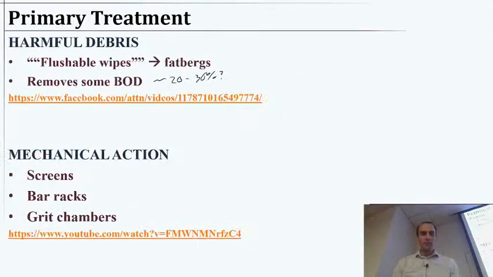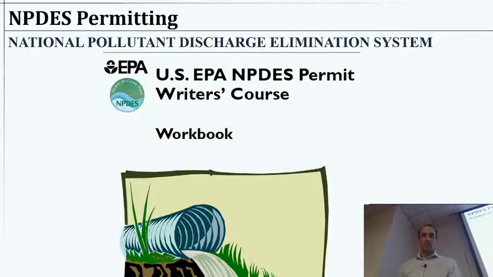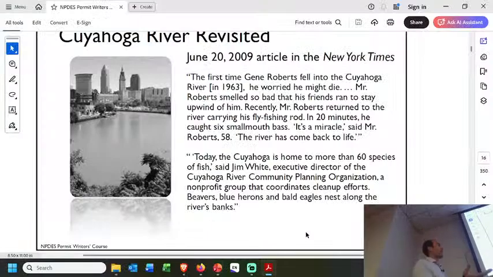Okay, so anyway, coming back to that story, I'm sorry I skipped over it by mistake. That river was one that was described as such. And so I'm going to read this little snippet because even back in 2009, we were doing a little better by then. So the first time Gene Roberts fell into the Cuyahoga River in 1963, he worried he might die. Mr. Roberts smelled so bad that his friends ran to stay upwind of him.